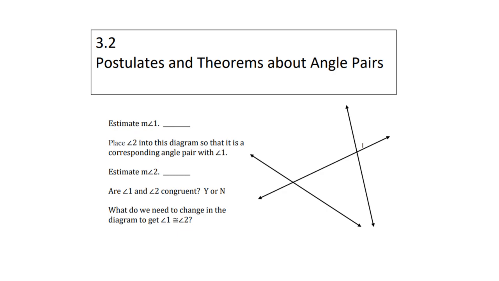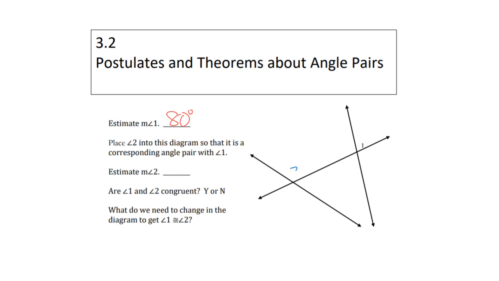Well, that looks like maybe an 80-degree angle, and hopefully you were thinking about the same. A 90-degree angle would have been about right here, so it's a little less than that, so maybe about 80. So now place angle 2. Let's place a 2 into this diagram so that it is a corresponding angle pair with angle 1. Remember that corresponding angles are angles that are in the same location based on their set of 4 angles here and here. So where are you going to put a 2?